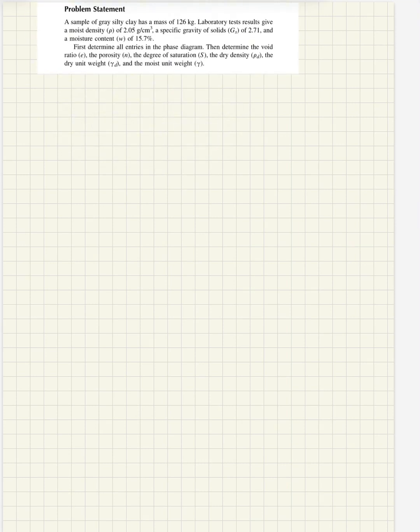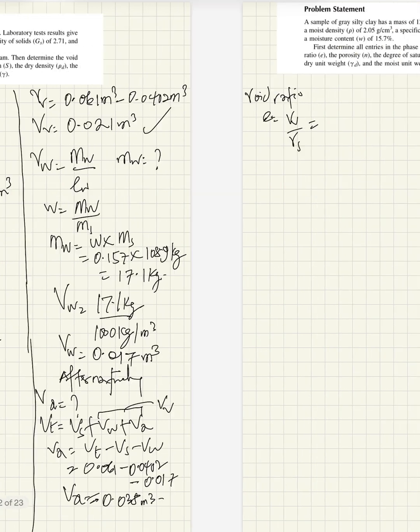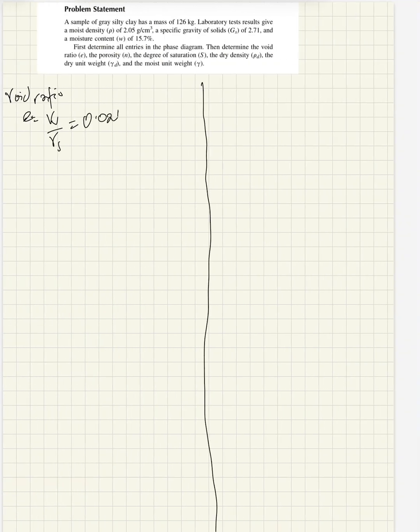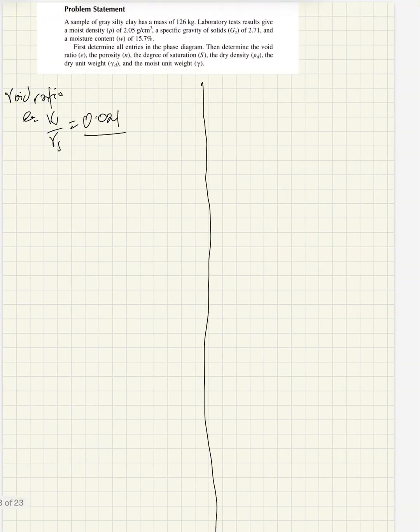And recall, void ratio, e equals volume of void over volume of solid. So based on our previous calculation, we know that volume of void is this 0.021 over volume of solid. This is volume of solid, 0.0402.